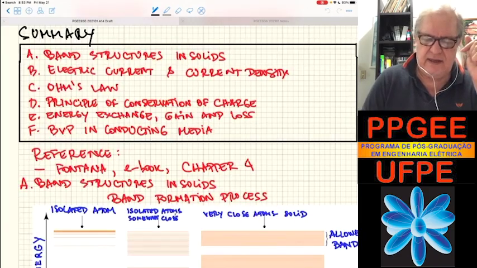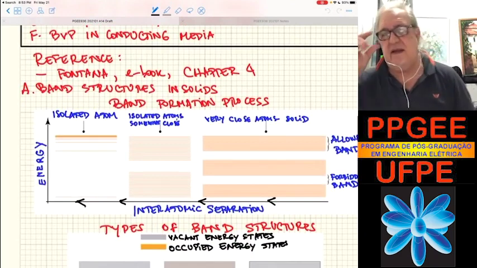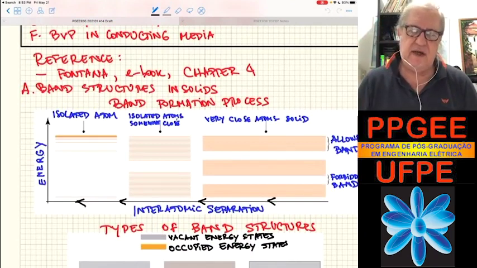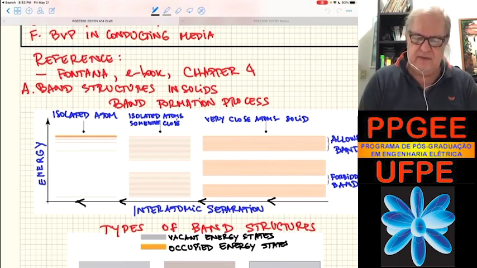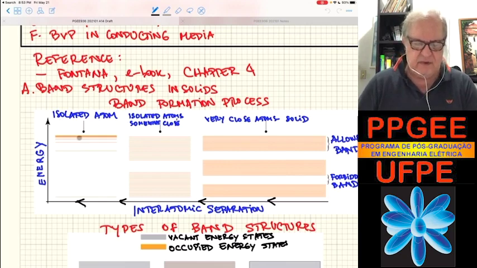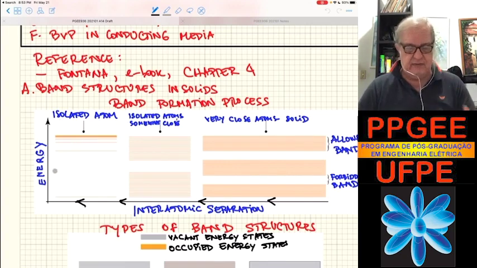We know very well that we can classify different materials relative to their transport properties. When you have an isolated atom, we know from quantum theory that we have different discrete energy levels. If you make a plot of the energy levels versus interatomic separation, you have two atoms, you put them far away, then you can consider each one not interacting with the other one. So we have discrete energy levels.